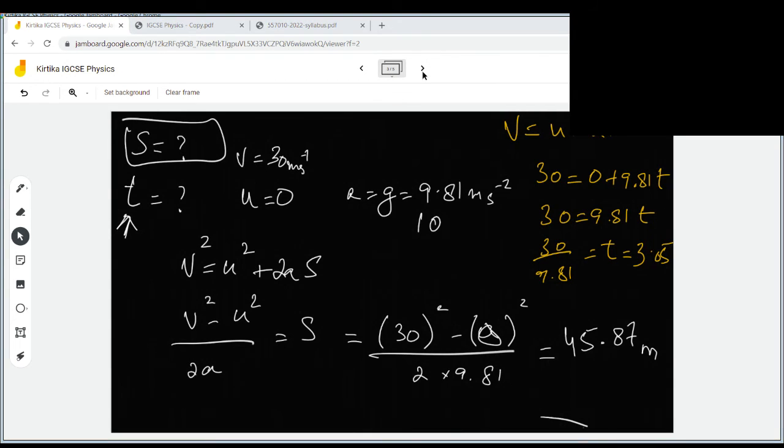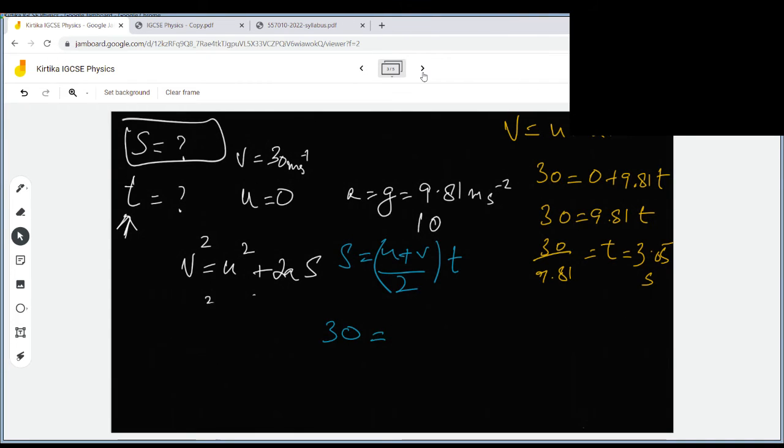Unit? Seconds. Okay. Now, using the other equation that we had, you said S is equal to U plus V by 2, into T. Yes, the second equation. So it will become U is 30. So this will be T divided by 2. U is 30, so 30. Distance was how much? How much did we calculate? 45.87, right? Yes, sir, 45.87.